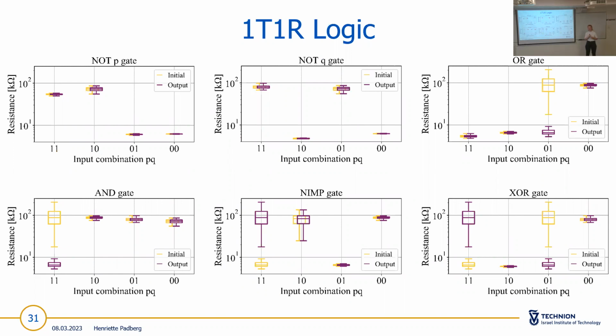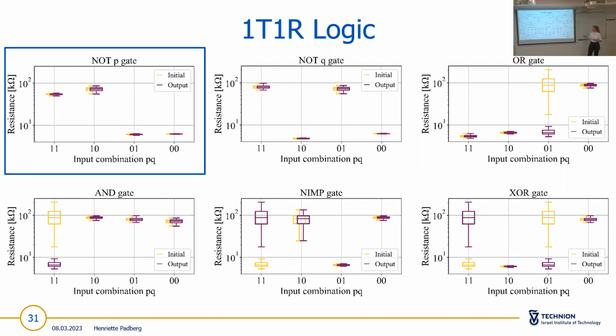So here are the results for the logic. First is the 1T1R logic. Here are all the investigated 6 cases of the Boolean functions. If you look at the NOT P gate, for example, you can see that the input combination is plotted on the x-axis, and you have P always as 1, 1, 0, 0. Because it's NOT P, you want the output of 0, 0, 1, 1. The initial state of the memristor was already 0, 0, 1, 1, and it didn't change, so the output was also correct, and the whole gate was considered as working.